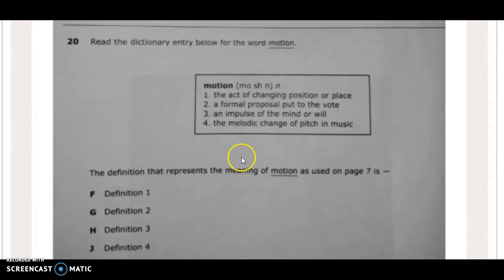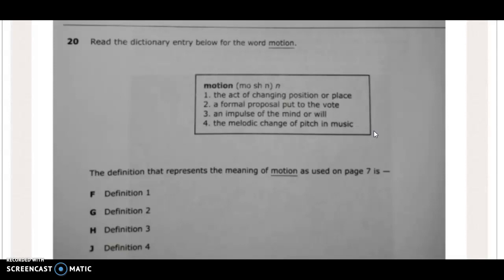The very last question says, read the dictionary entry below for the word motion. And if you see here, there's a cutout of the dictionary entry. Motion, the first definition, the act of changing position or place. Number 2, a formal proposal put to the vote. 3, an impulse of the mind or will. Or 4, the melodic change of pitch in music. So this is what we would consider to be a multi-meaning word. The word motion has many meanings depending on how it's being used.